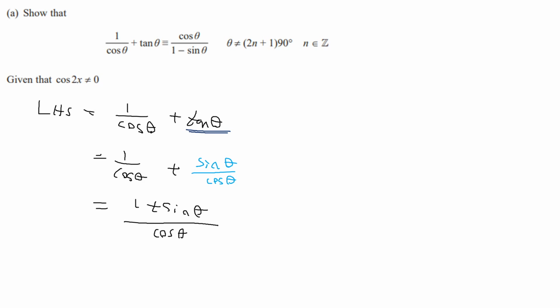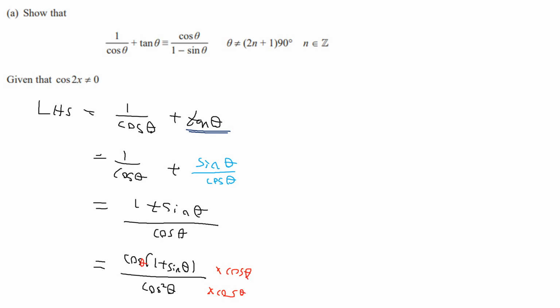The issue with this fraction though is that we have cos on the bottom, but we need cos at the top. So let's just multiply top and bottom by cos, right? This is going to be cos times 1 plus sine theta over, and then this will just be cos squared theta, because all we did was times cos and times cos theta there.